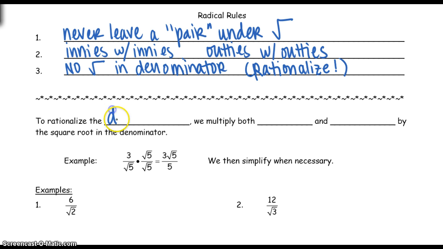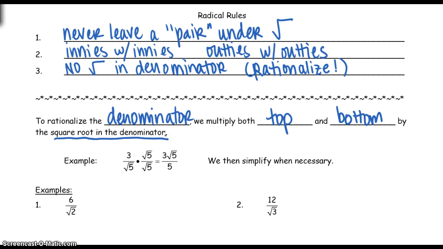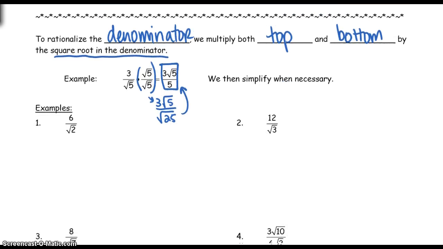So to rationalize the denominator, we multiply both the top and the bottom by the square root that's in the denominator. Okay, that's going to be our new thing today. So let's look at this example. 3 over root 5. To get rid of root 5, we multiply the top and the bottom by root 5. So now we have 3 root 5. Now I'll put a little extra step in here. You have 3 root 5 over the square root of 25. But we know the square root of 25 is 5. And then you're done.